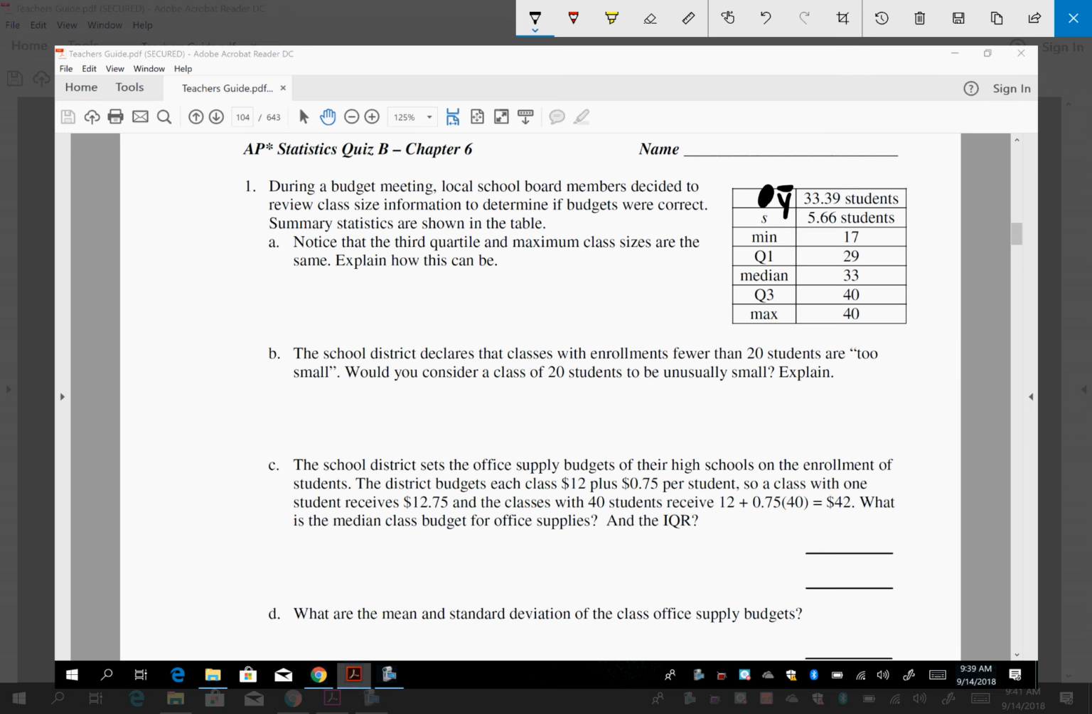So that's what I'm going to write for number 1. I would say that the class size of 40 students is the largest in this school, and there are many of them, so it causes it to be the same. So the class size of 40 students is the largest class size out there, but there's so many classes that have 40 students that we have the quartile 3 and the maximum are both 40.